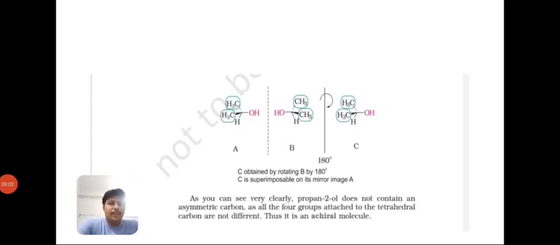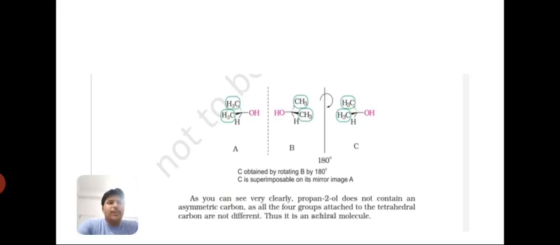Everyone, in the last video we ended with the topic of chiral molecules. So I am going to start from that. Students, we discussed the asymmetric carbon, and the asymmetric carbon is responsible for a chiral molecule. So that was the example.